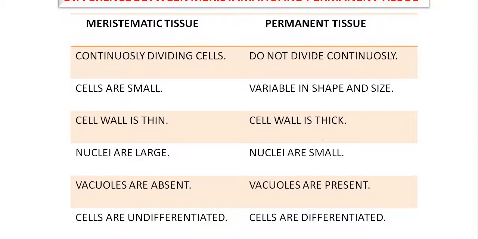Nuclei are very large in meristematic tissue compared to the permanent tissue. Vacuoles are absent in meristematic and present in permanent tissue. Cells are undifferentiated in meristematic and differentiated in permanent tissue.